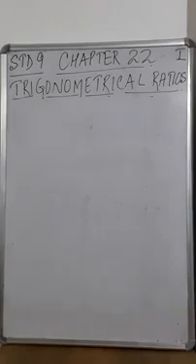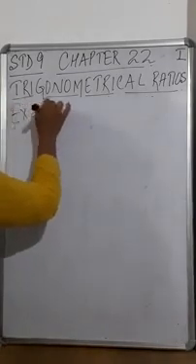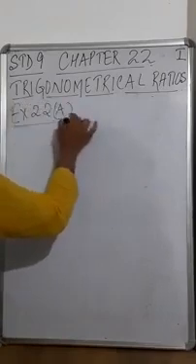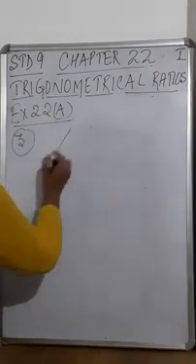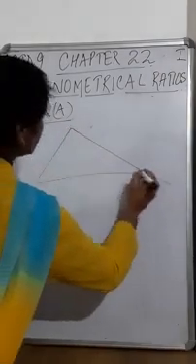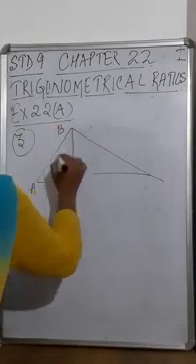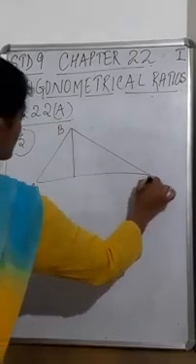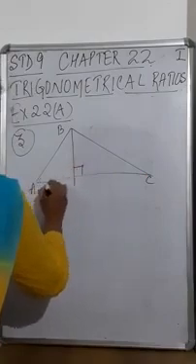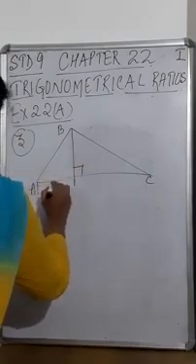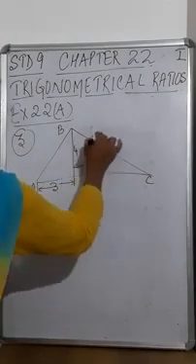Let me take up one more question of the same exercise 22A. Question number 3. This is the figure. A, B, and this is named as C. This is a right angle here. Length of this side is 3, 4, 12.